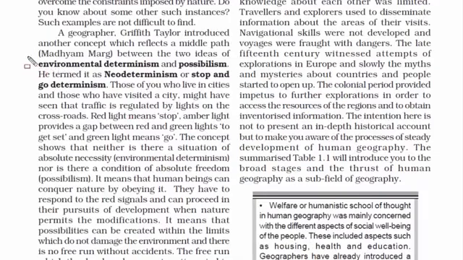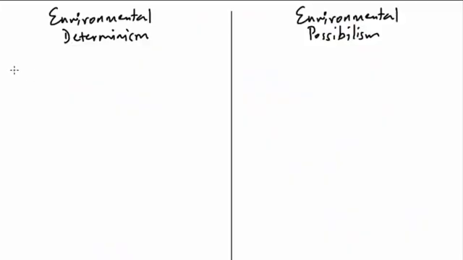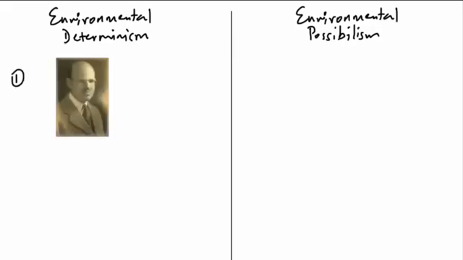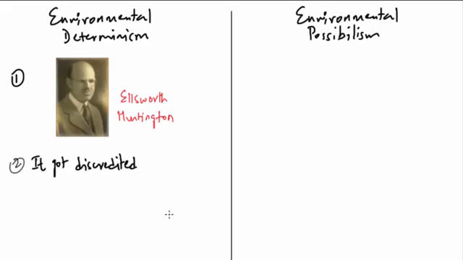Now we are going to learn about two geographical theories: environmental determinism and environmental possibilism. We'll try to understand both of these theories simultaneously. Let's talk about environmental determinism. It was first coined by Ellsworth Huntington. Although this theory was very popular, it has long been discredited in academic circles.